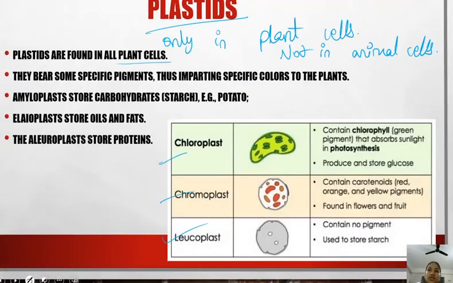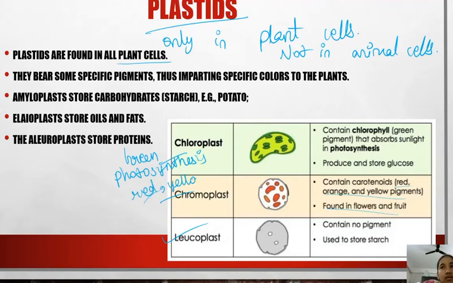So next, what is the function of chromoplast? Chromoplast contains carotenoids, red, orange, and yellow pigments, and is found in fruits and flowers. Leucoplast contains no pigments, but it's used to store starch. Chloroplast gives green color in photosynthesis, chromoplast gives red, yellow and orange color, and leucoplast is for starch and is colorless.